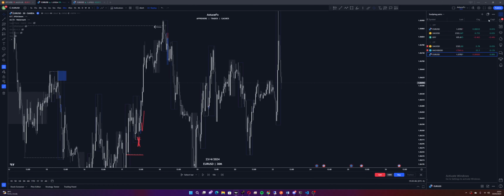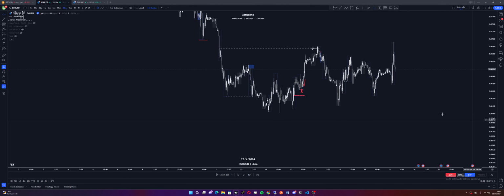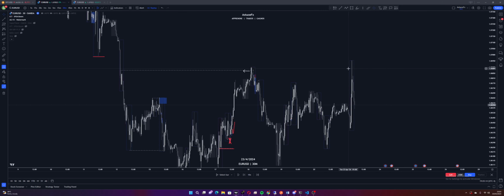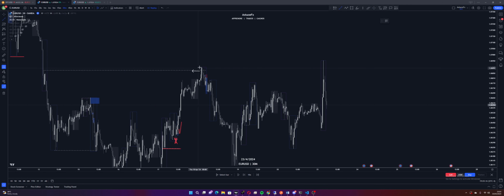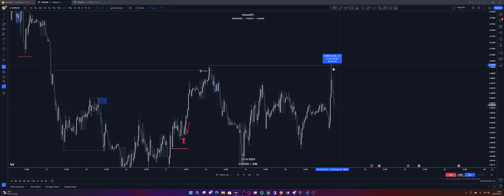So let me look at the higher time frame. The reason why I was really interested in buying this to the upside: when I come here, I can see that London took this high. When London took this high, that was a reason for price to give us a pullback. As you can see, price came, it took this high, and then it gave us a pullback.